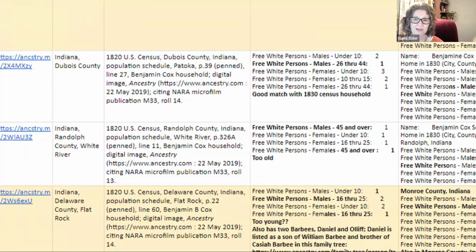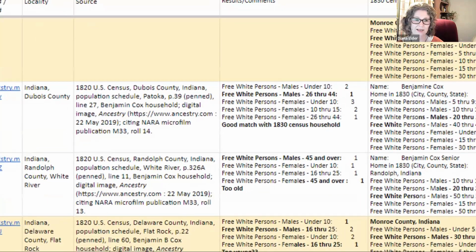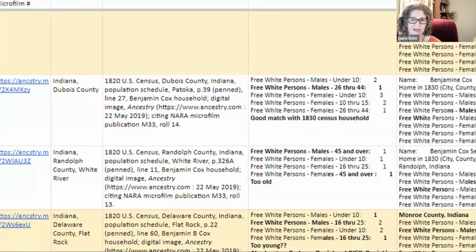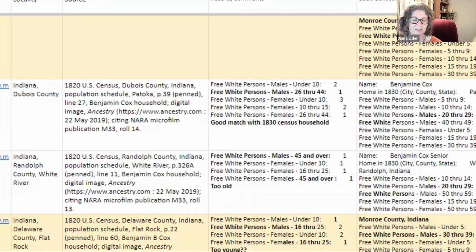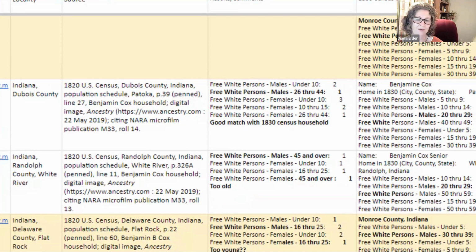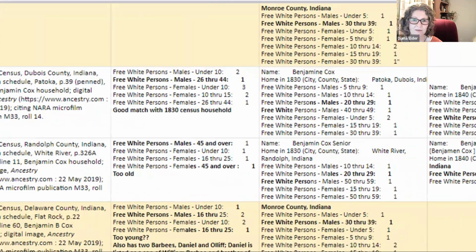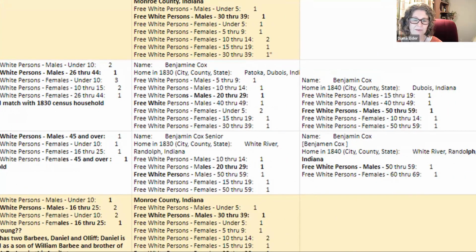And then I went to the 1830 census to see if I could find the same person in the same area and thus eliminate them. People online had Benjamin Cox in Monroe County, Indiana in 1830 because his daughters got married in a neighboring county. I wanted to kind of test that, but I could see that this 1820 census of Benjamin in Du Bois County, this Benjamin Cox is still in Du Bois. And so I'm going to eliminate him because he's still there. He hadn't moved to Monroe.